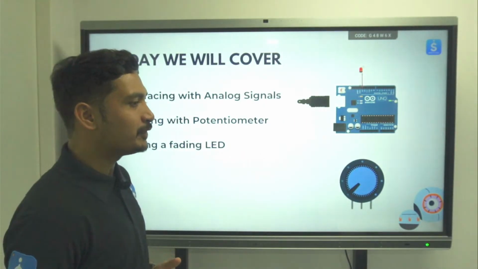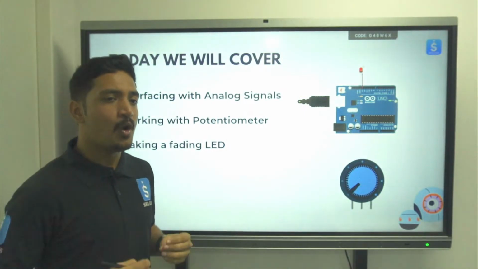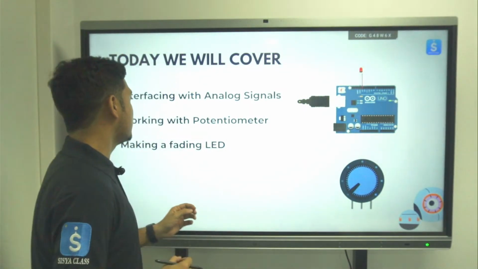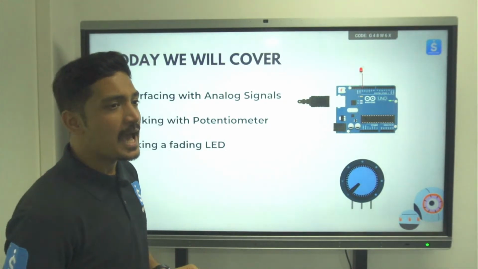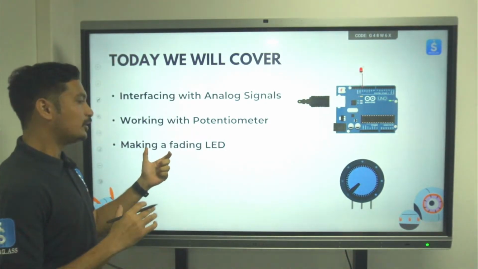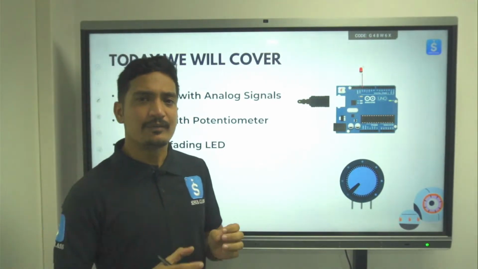The very first thing that we're going to do is interface with analog signals. We are going to learn more in detail about analog signals. Then we'll see how a potentiometer actually works, and then we'll finally create a project. In today's session our project will be making a fading LED.